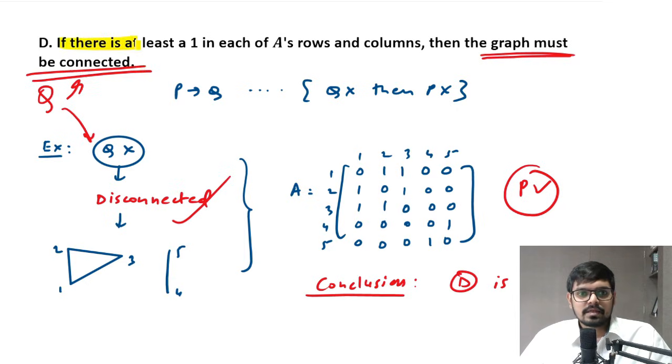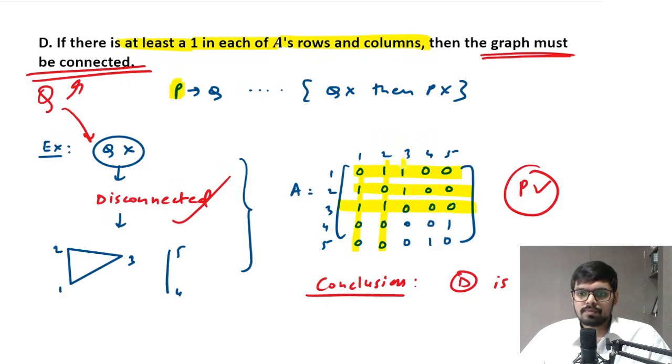If there is at least, so what is the P? The P statement is that at least one entry is 1 in each of A's rows and columns. Is it true? Yes. In this row and in this column, at least one entry is 1. Okay, here also. Row 2, column 2, at least one entry is 1. Everywhere you see. Okay.